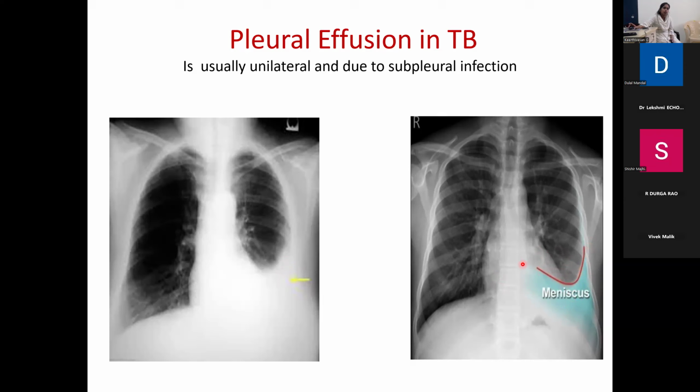And what about this sign? This is the classical meniscus sign of an effusion. So if you have this crescent shaped sign, you can say that this is definitely an effusion. And apart from that, what else will help you? Obviously, your clinical findings, your clinical examination of dullness on percussion, decreased breath sounds. All this will also help you in aiding your diagnosis as effusion.